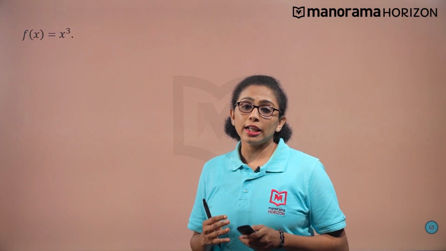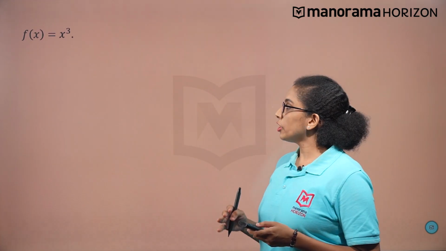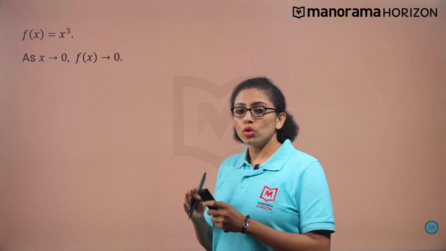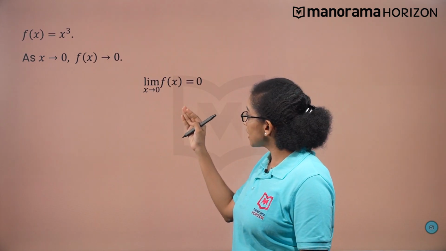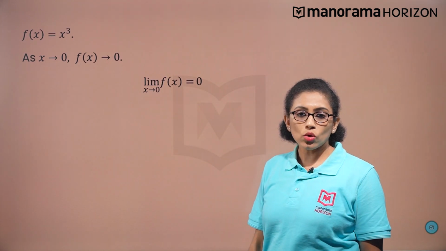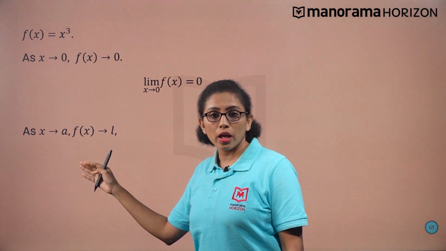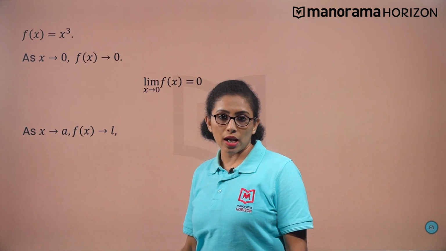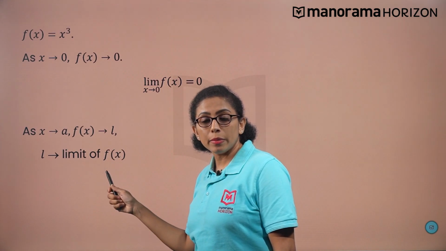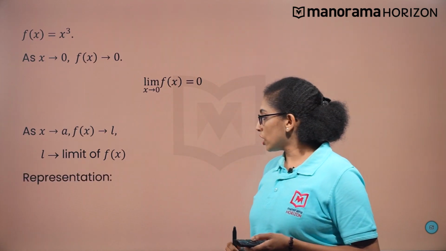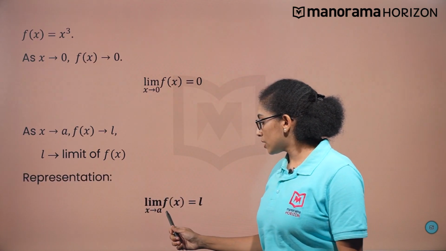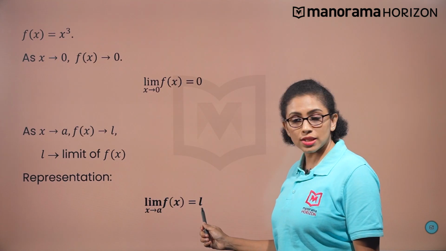Now, we can interpret the definition of limit by an example. Consider the function f of x is equal to x cube. Here we can observe as x takes values close to 0, the value of f of x also moves towards 0. We say the limit of f of x as x tends to 0 equals 0. So, in general, as x tends to a, the value of f of x tends to L. Then, L is called the limit of the function f of x. Its representation is given by limit x tends to a, f of x is equal to L, where this L is called the limit.